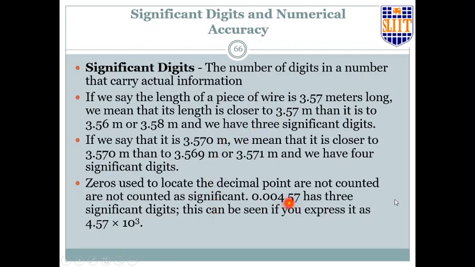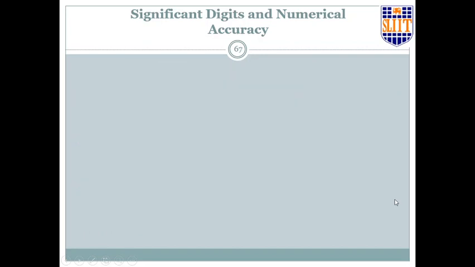However, this example, 0.00457, can be represented as 4.57 times 10 to the power minus 3. So therefore you have only 3 significant digits. Right? Only 3 significant digits. All these are not significant. The zeros that are there on the left hand side are not significant. Right? Now what is the importance of this?